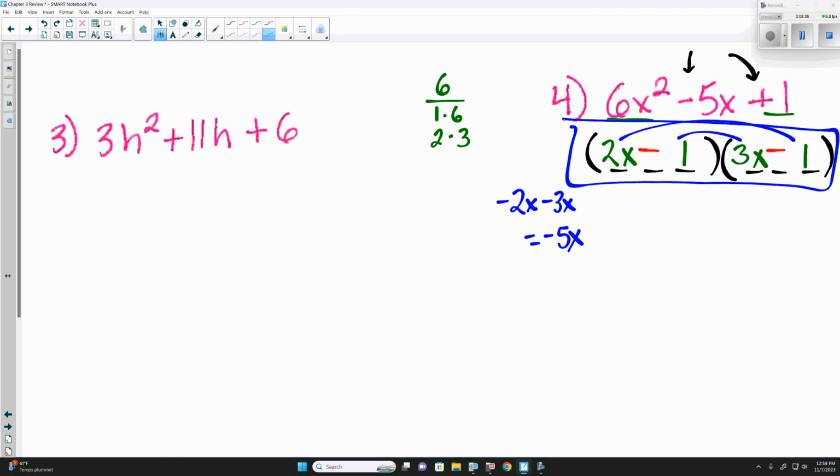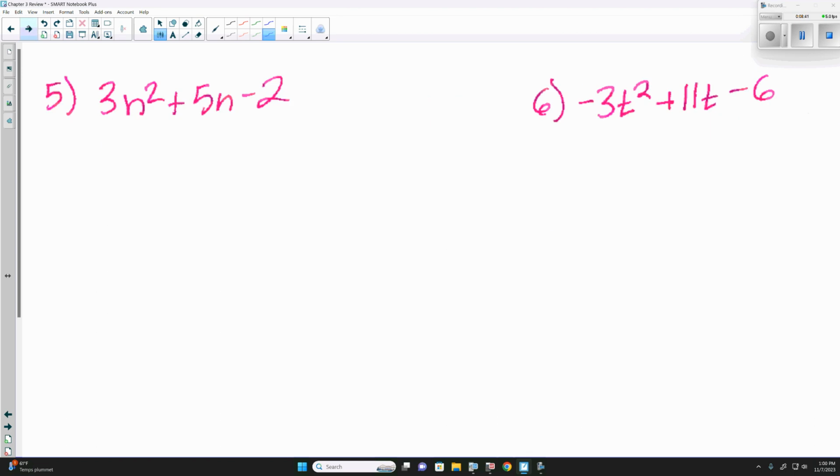Questions on any of this here? Questions on 5 and 6? 6, is there a greatest common factor between the 3 terms? No, but we can factor one thing out. The negative. Because if the first term is negative and we're factoring, it's going to make everything a lot nicer if we factor that negative out. Questions on this here? No? Lost? Okay.